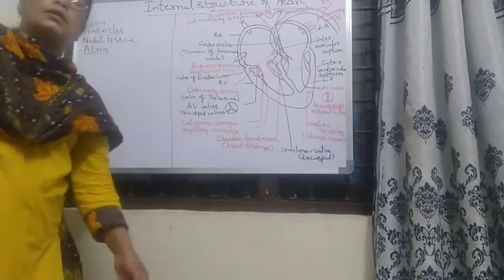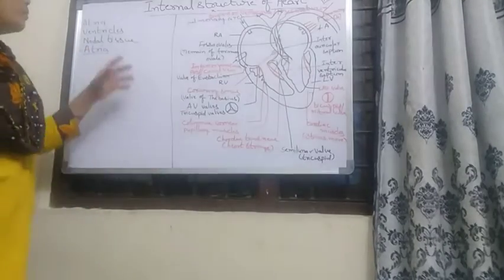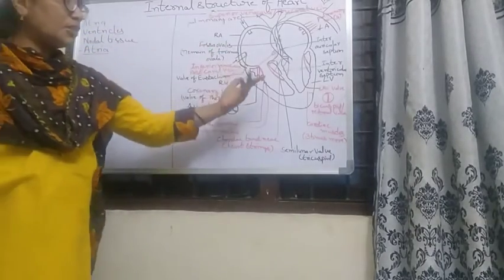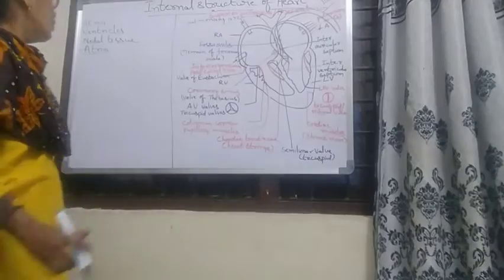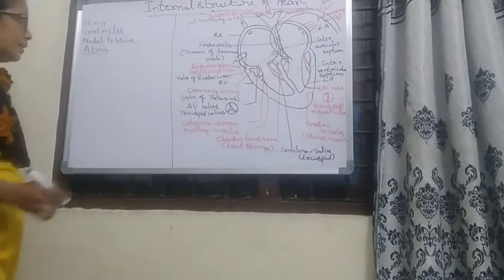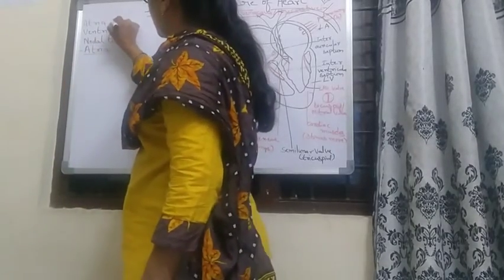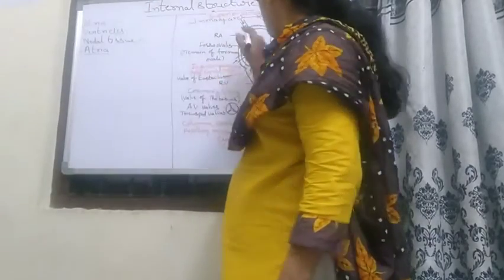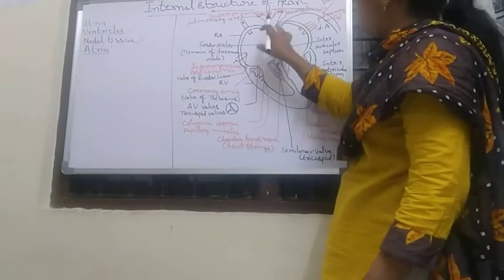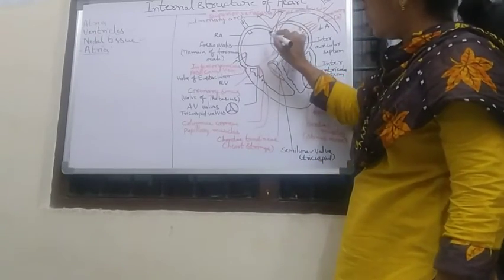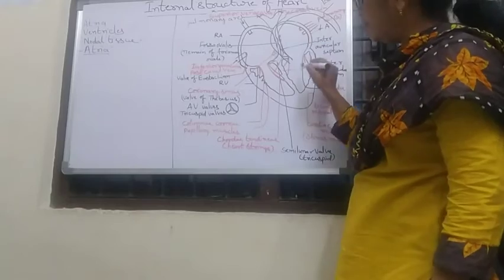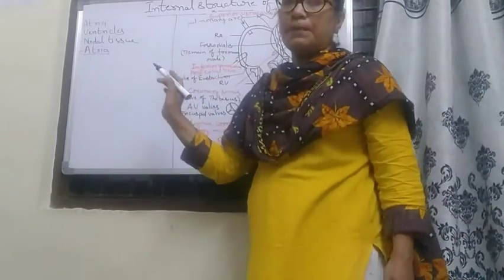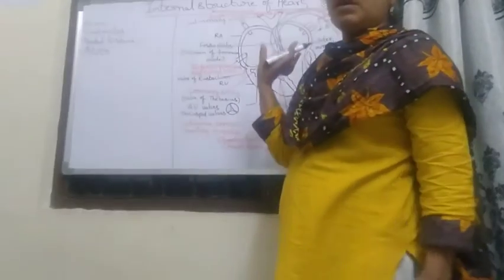Hello students, today in this session we discuss the internal structure of the heart. Here, the heart mainly contains three parts. What are they? Atria, ventricles and nodal tissues. The upper chambers are called atria, the lower chambers are called ventricles, and special nodal tissues are present. These are the main parts of the heart.